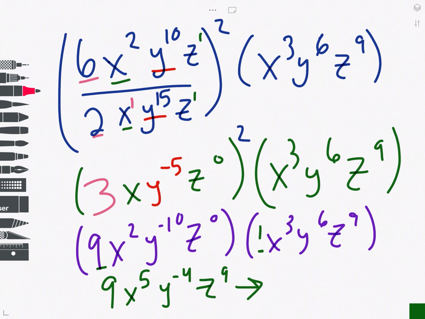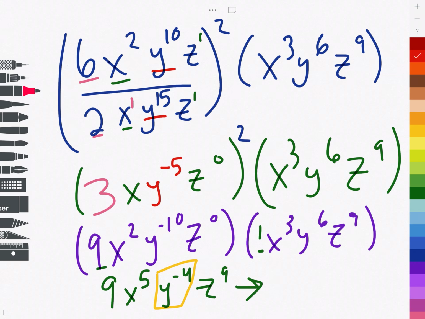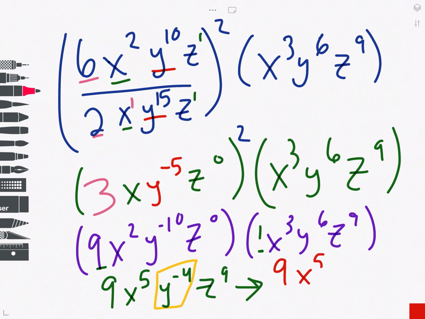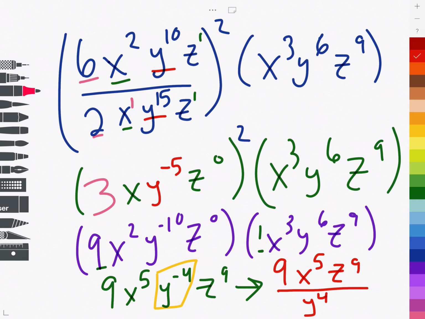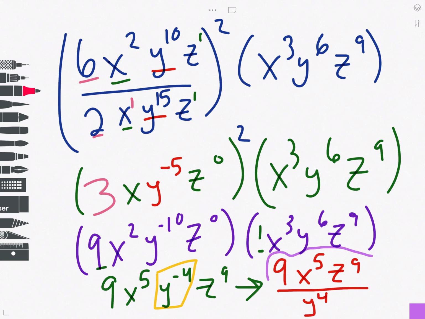And I'm almost done. Last final step is this negative exponent right here. So the 9 is not negative, so it stays up top. The x to the 5th is not negative, so it stays up top. The y to the 4th is negative, so it goes down there and becomes positive. And z to the 9th stays at the top. So this right here would be your final answer after you've gone through it.